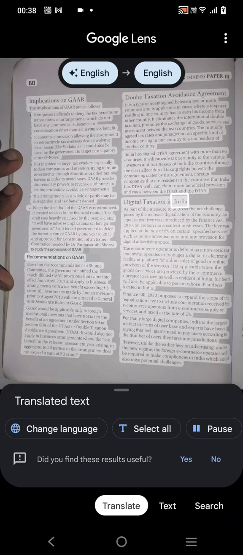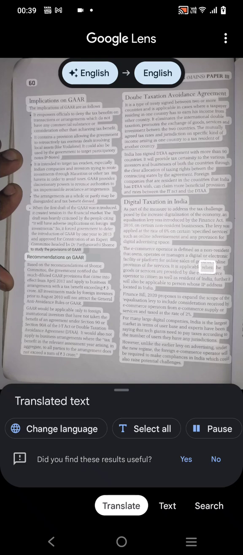Digital taxation in India. As part of the measure to address the tax challenge posed by the increased digitalization of the economy, an equalization levy was introduced by the Finance Act, 2016, on certain non-resident businesses. The levy was applied at the rate of 6% on certain specified services such as online advertisement and any provision for digital advertising space. The e-commerce operator is defined as a non-resident that owns, operates or manages a digital or electronic facility or platform for online sales of goods or online provision of services.